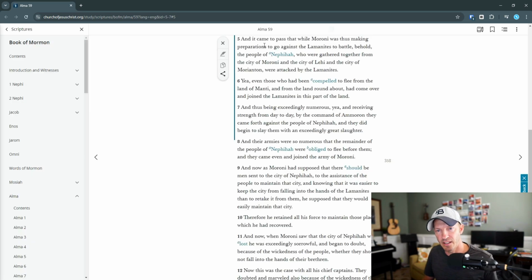Let's read it just so you can understand that Nephihah is somewhat close to Manti. Not right next to it, but somewhat close to it. It came to pass that Moroni, while thus making preparations to go into the battle against the Lamanites, behold, the people of Nephihah, who were gathered together from the city of Moroni and the city of Lehi, and Morianton, were attacked by the Lamanites, yea, and those who had been compelled to flee from the land of Manti round about had come over and joined the Lamanites in this part of the land. So we have the people going from Manti to Nephihah. We have this proximity set up right there.